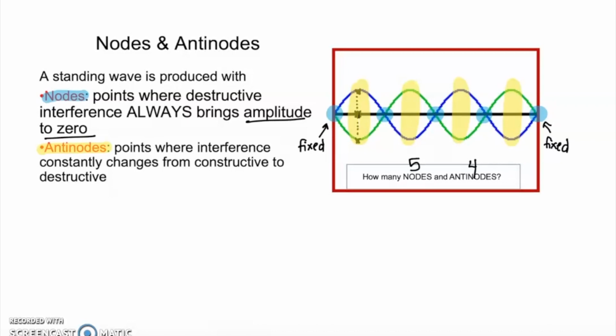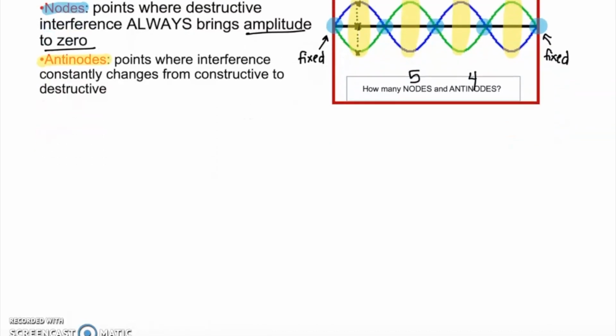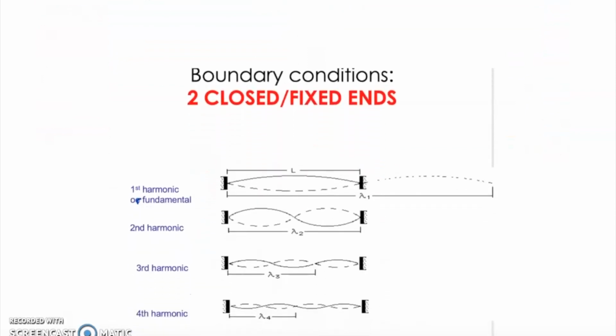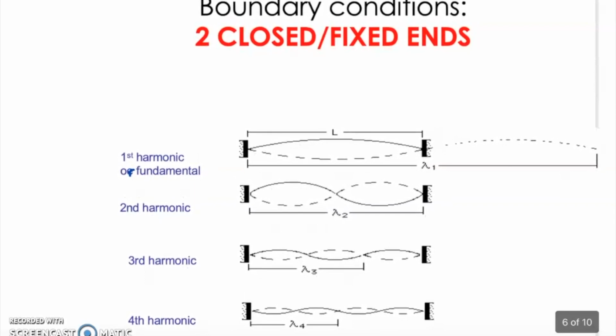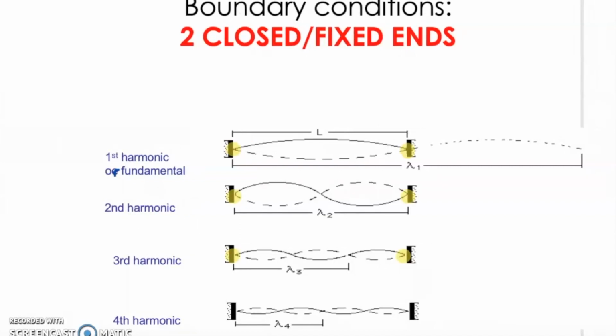So I want to dive a little bit deeper into those boundary conditions, looking for some patterns. So first, let's talk about two closed or fixed ends. Here are some standing waves where both ends are fixed. Therefore, you see a node and a node at every one of these ends. You can see when you have a closed or a fixed end, you get nodes.